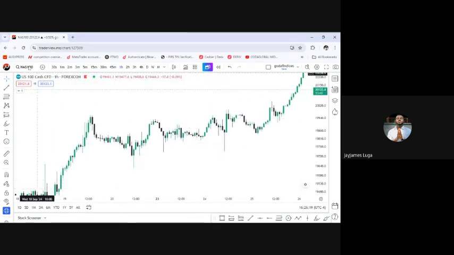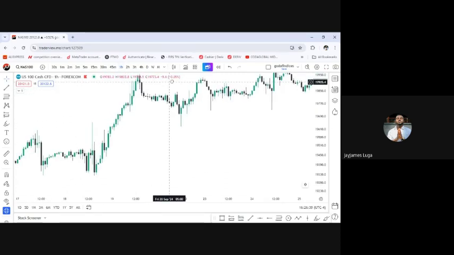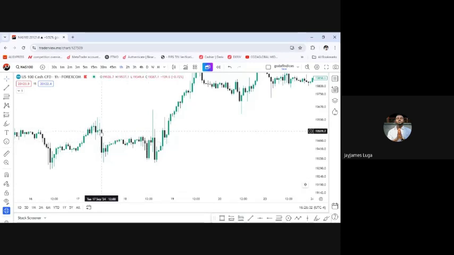So right now I'm on the Nasdaq. It doesn't matter the particular asset. I'm on the NAS 100, right? So I'm on the 1 hour time frame. You see, this is the 1 hour time frame, right? What it means on this time frame is that one candle like this is 1 hour in duration.